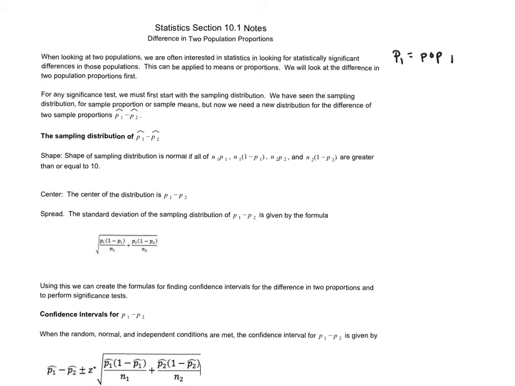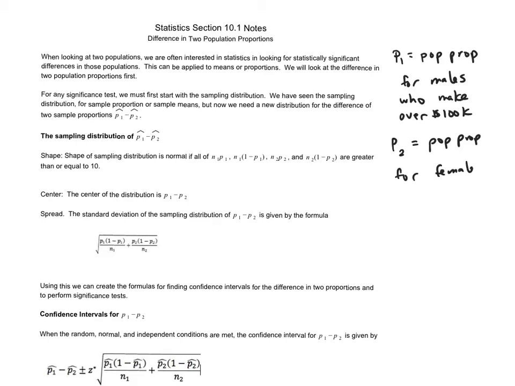So what we want to think about is if we have two proportions, let's say P1 is the population proportion for males who make over $100,000 per year. And let's say P2 is the population proportion for females who make the same.